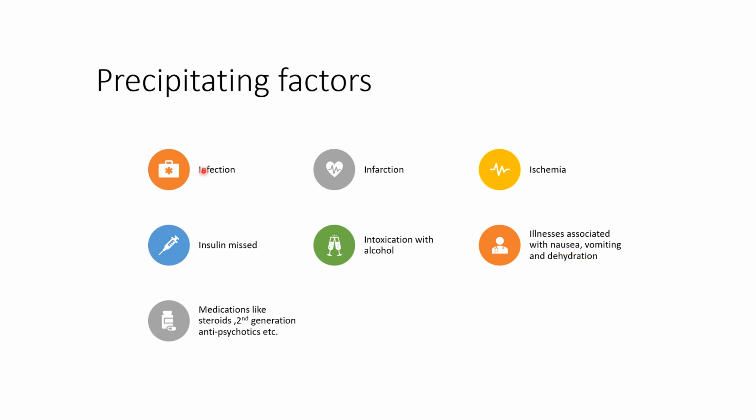That's why some would think infection and illnesses should be the same, but it's not in all cases that what will lead to nausea and vomiting and dehydration will be infection. Okay? Might be many causes. Okay? Medications like steroids and second generation antipsychotics and so on, all in type 1, could lead to DKA.